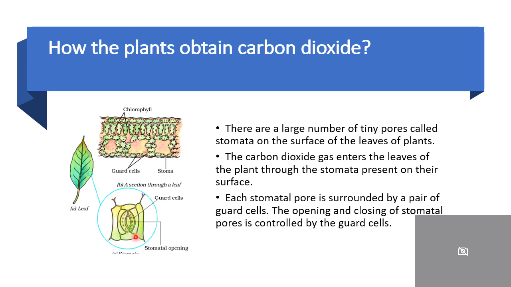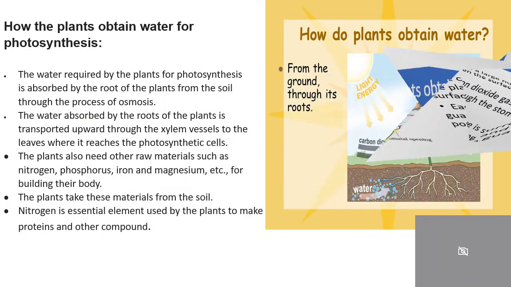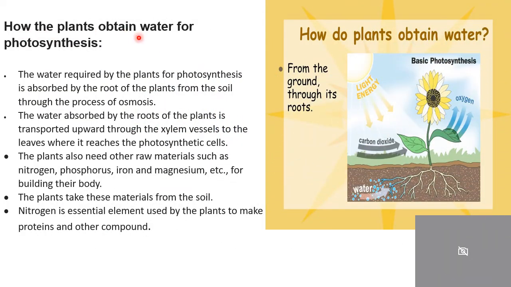It cannot remain open throughout the day, because that will lead to what? To the loss of water, and the plant may wither, dry, or die. So according to the requirement they open as well as close. That is how the plants obtain water for the process of photosynthesis.